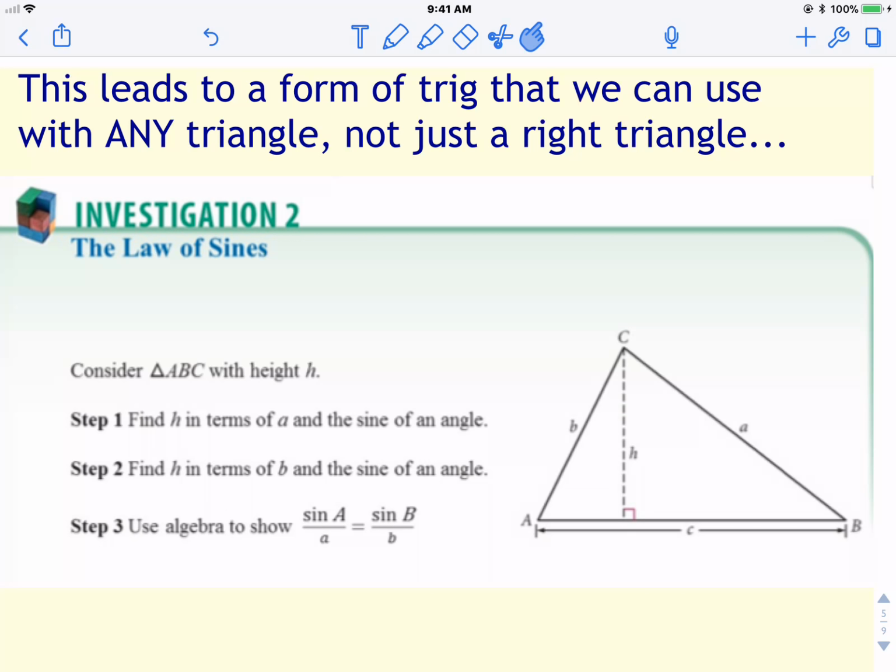Your SOHCAHTOA relationships are only good for right triangles because they are based on similarity of right triangles. We can talk about other triangles if we change our trig just a little bit. So in your reading tonight, you're going to see this diagram, but we're going to use it as a way of finding another trig relationship that holds for any triangle, not just right triangles.